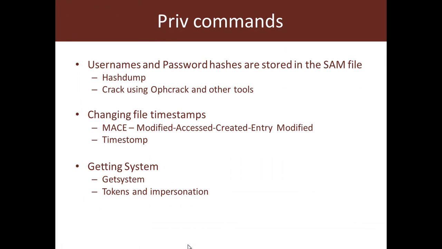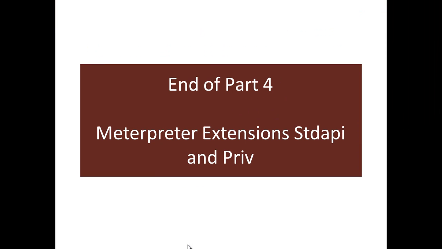okay, so there's another command called getsystem, which we will look at later in the next video set after understanding about tokens and impersonation. Well, that's all in part 4, where if you look at it, we've covered the entire Meterpreter STD API extension set as well as the Priv extension.